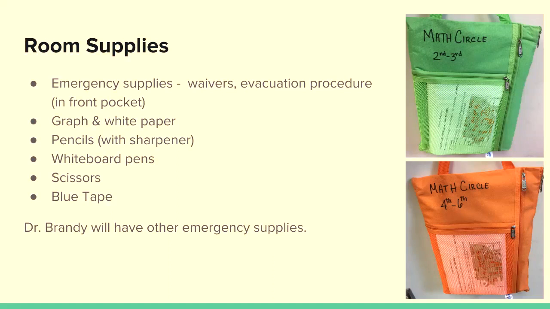So to get us started, room supplies. Each room has a bag of supplies that is labeled for that specific room. In that supply bag, there are several different things. First of all, in that front pocket, you'll see emergency supplies. There's two things that are included in there. This is the waivers for every single student that's participating in the program. We'll talk about those in just a second, as well as the evacuation procedure for the program. Those are both set up in the very front pocket.